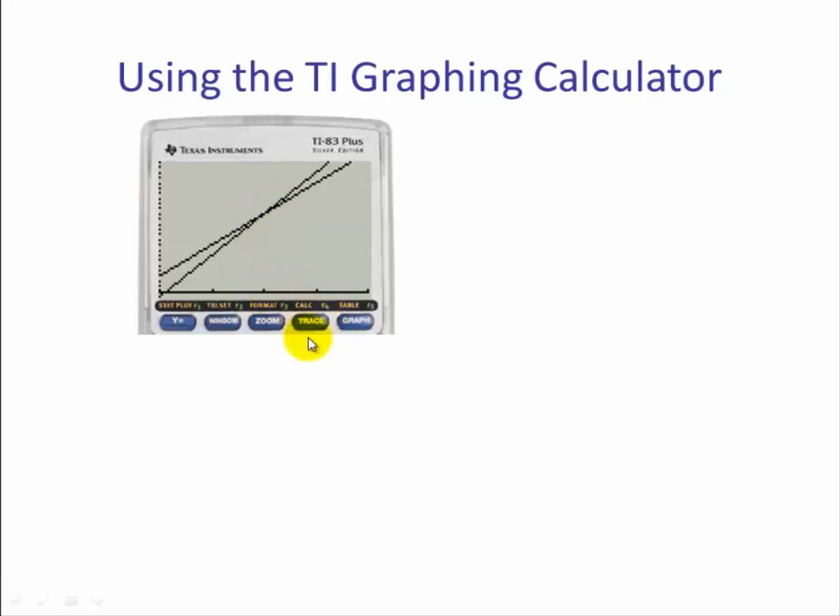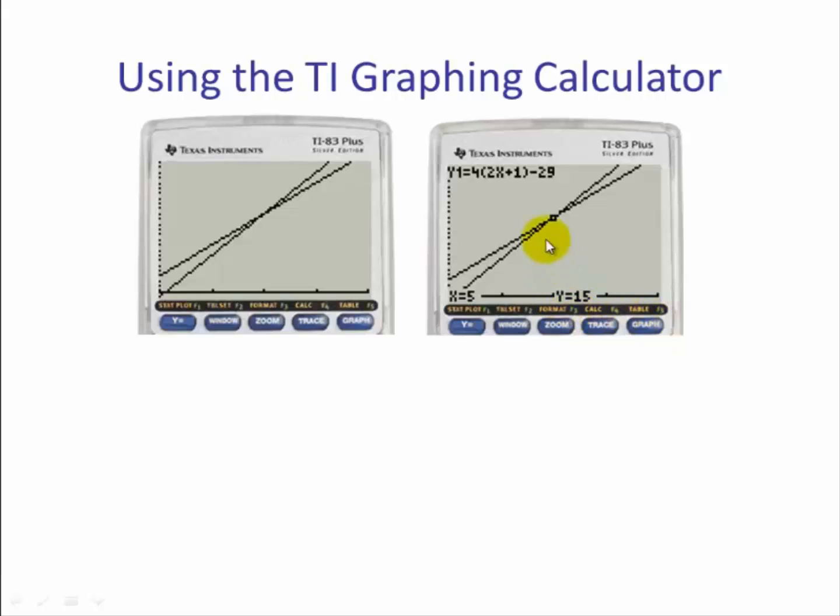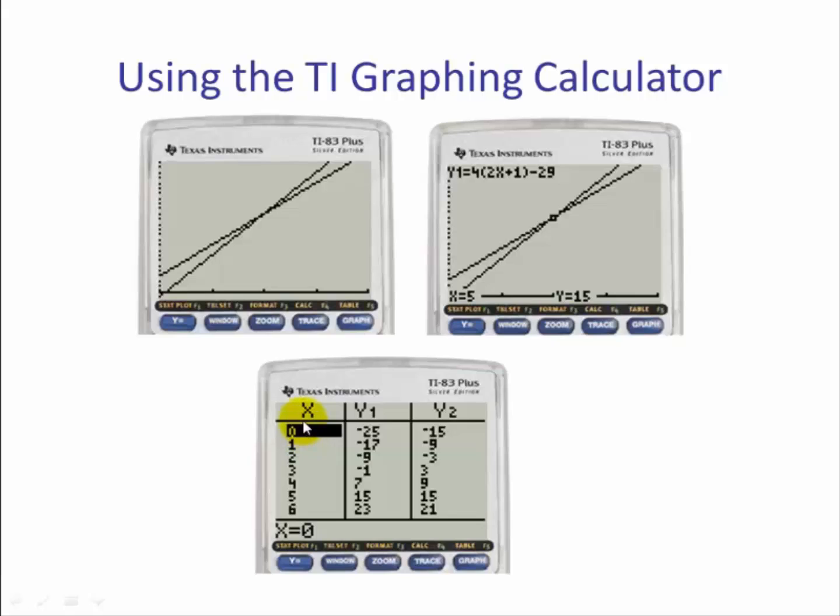And if we use the trace button, the calculator will identify the point of intersection. So when x equals 5, y for both lines equals 15. Therefore, the solution is x equals 5. Now if we hit the second and the graph key, which is the table, we get this. And if we go down and look, when x is 5, y1 is 15, y2 is 15. This is the only x value where these two y's are the same.